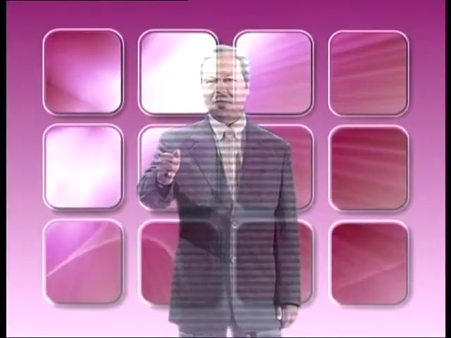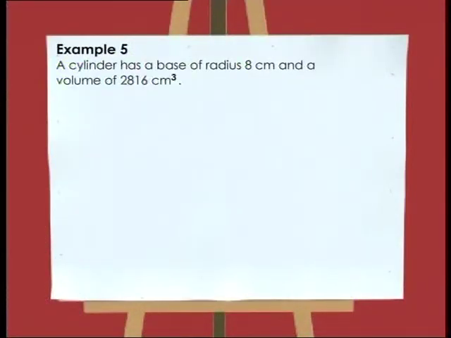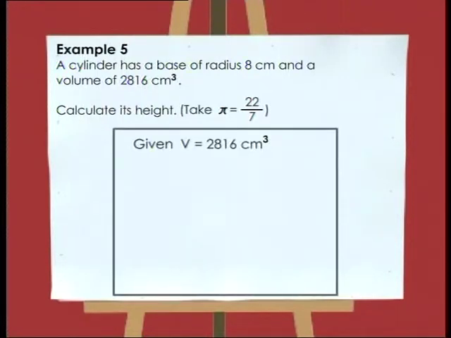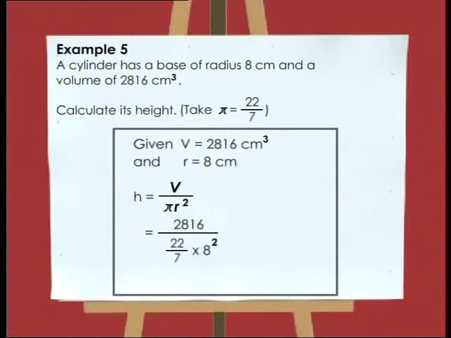Example 5. A cylinder has a base of radius 8 centimeters and a volume of 2,816 cubic centimeters. Calculate its height. Take pi equals 22 over 7. Given V equals 2,816 cubic centimeters and R equals 8 centimeters. H equals V over pi R squared equals 2,816 over 22 over 7 times 8 squared equals 14 centimeters.